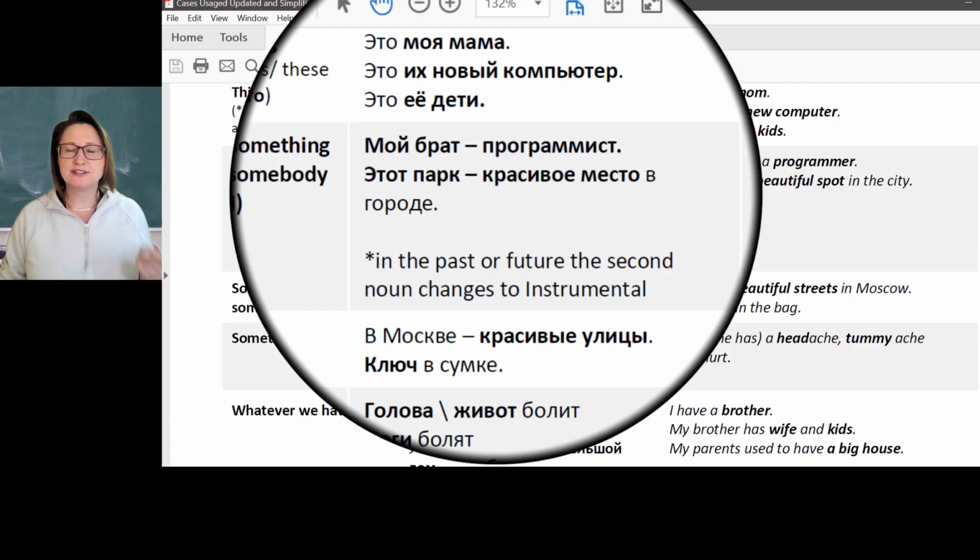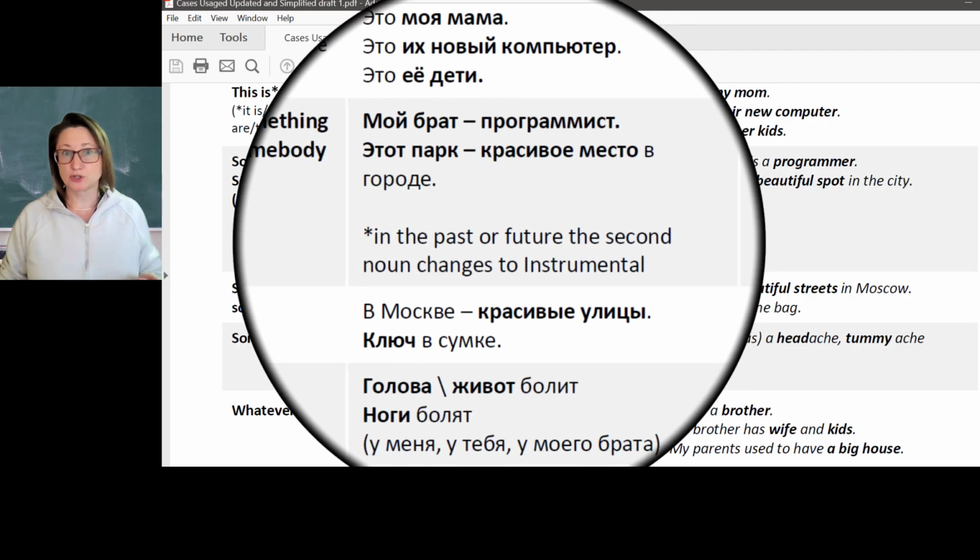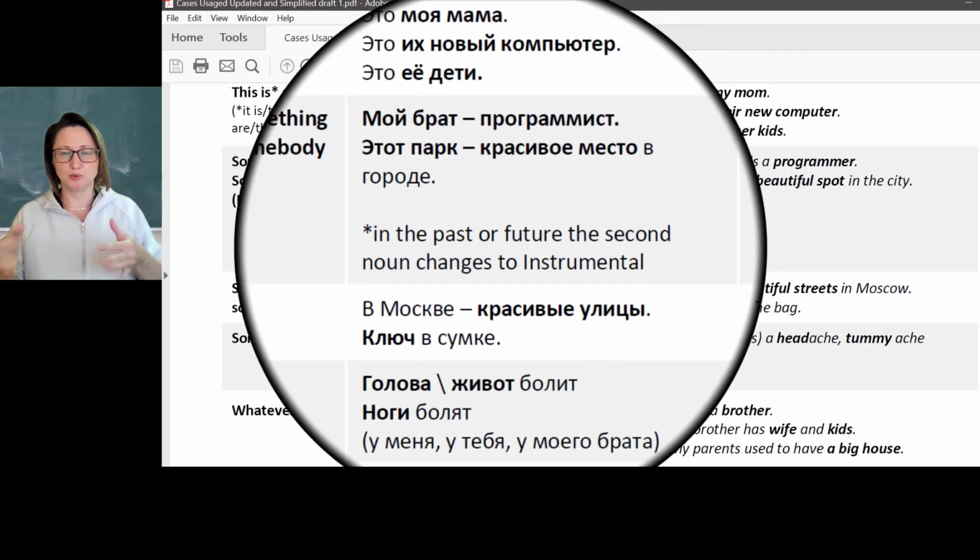But when you have something is something, somebody is somebody, in the past and in the future, the verb to be, first of all, appears. It's был and будет, был for the past with all its forms, and будет with all its forms for the future, but the second noun will turn into instrumental. So to say my brother was a programmer or will be a programmer, the programmer will be in the instrumental case. Мой брат был программистом.